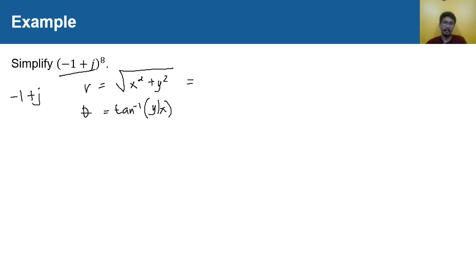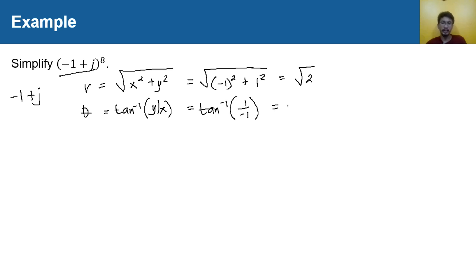So for r, that is the square root of negative 1 squared plus 1 squared. This is equal to the square root of 2. And then for theta, that is arctangent of y over x. So arctangent of 1 over negative 1, or simply arctangent of negative 1. So our answer for that one is negative 45 degrees.